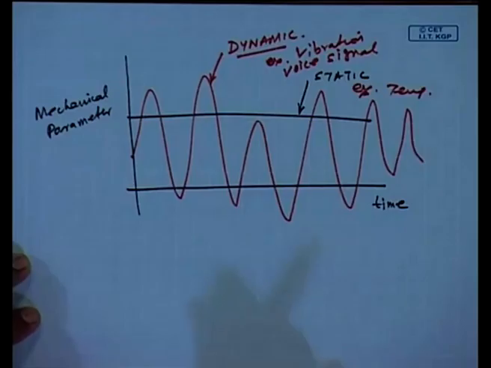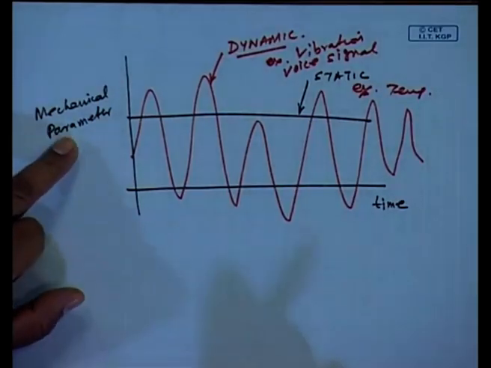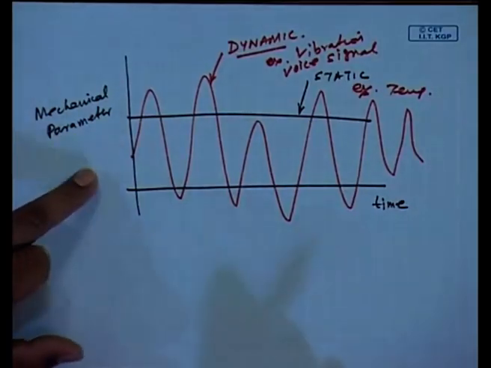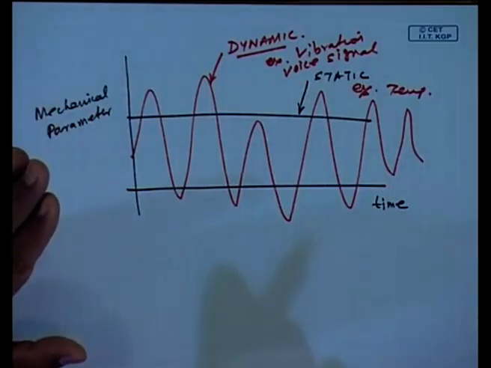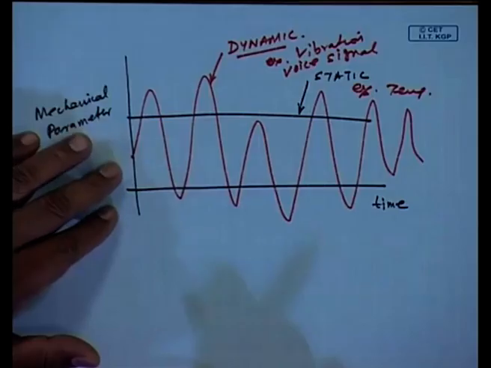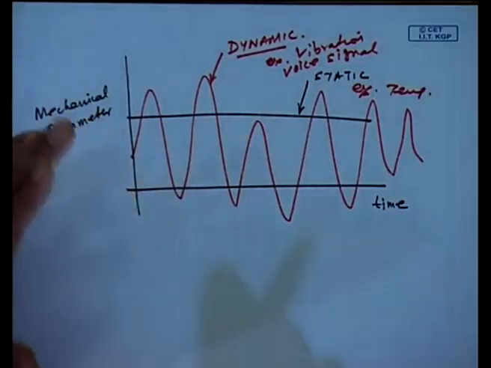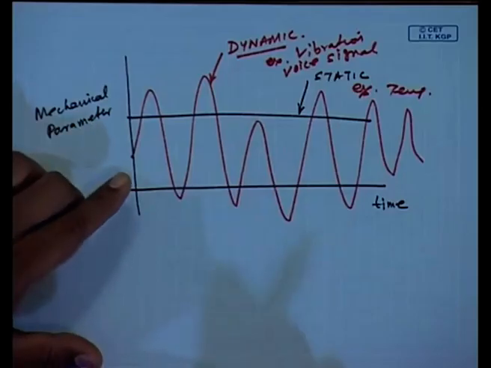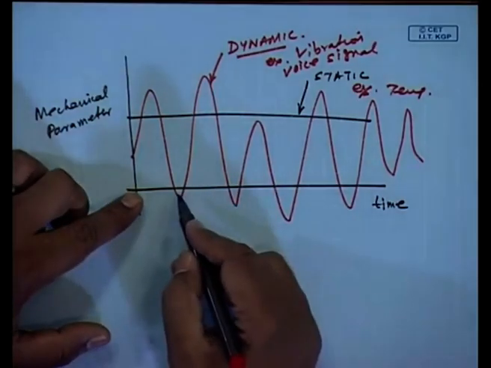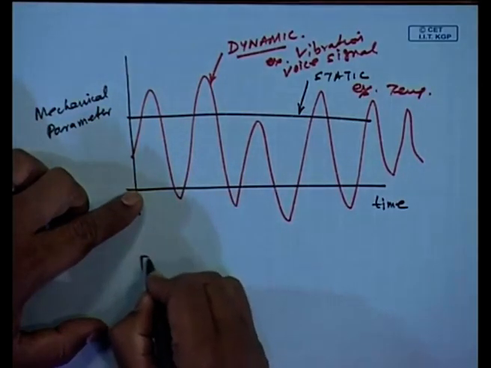So, the mechanical parameter is either static or dynamic, having dynamic characteristics. Static means it is not changing with time, it has a DC value, it does not have any frequency, but dynamic means it is varying with time. So, it has a frequency content.